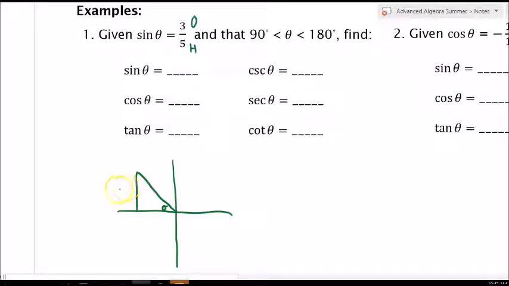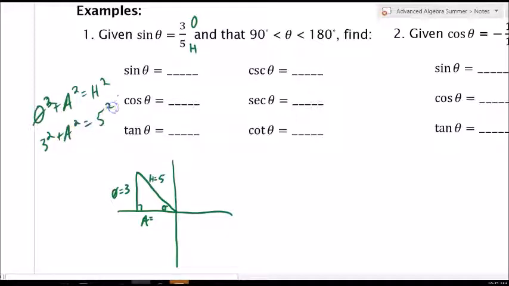So I go to my opposite side. That's a 3. My hypotenuse is 5. Well, it's my right angle. So here's my hypotenuse at 5. I need to find my a. So first I'll do Pythagorean theorem. So o squared plus a squared equals h squared. So I'd have 3 squared plus a squared equals 5 squared. When you solve this, you'd have 9 plus a squared equals 25. You'd subtract, 16. The square root of 16 is 4. So my a is going to be 4.